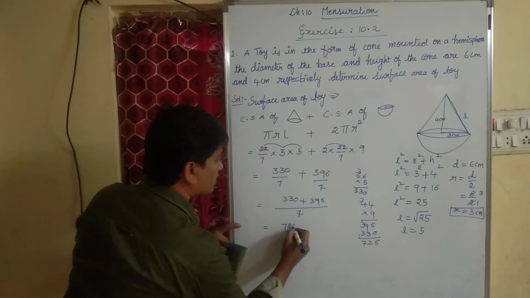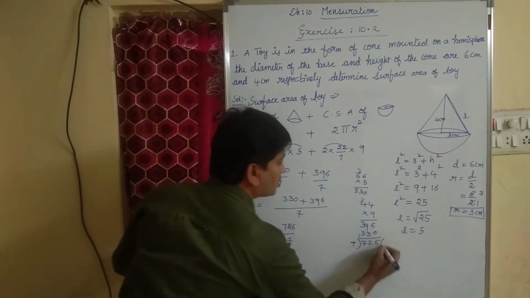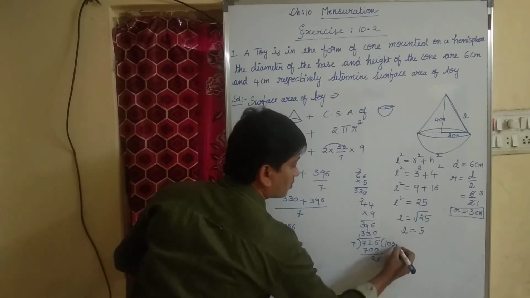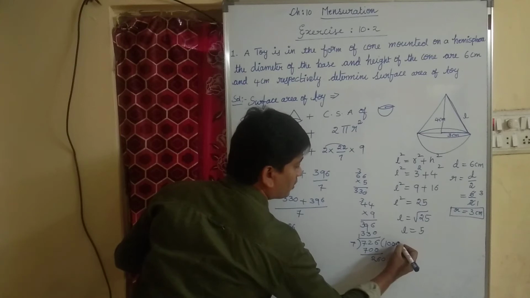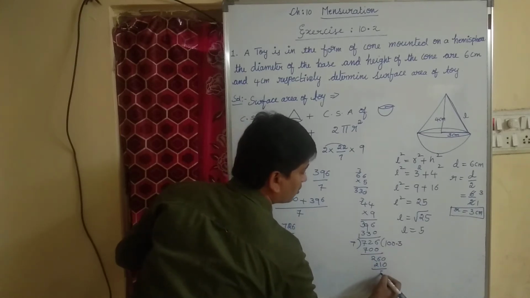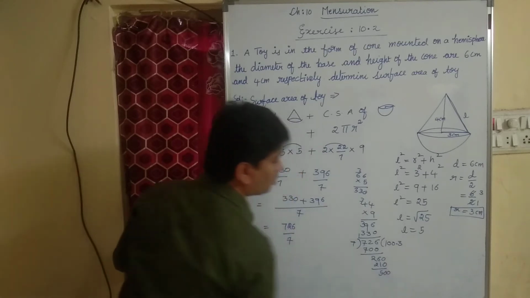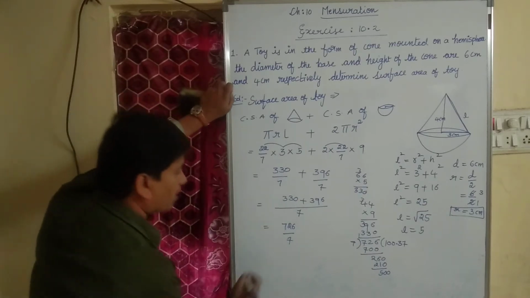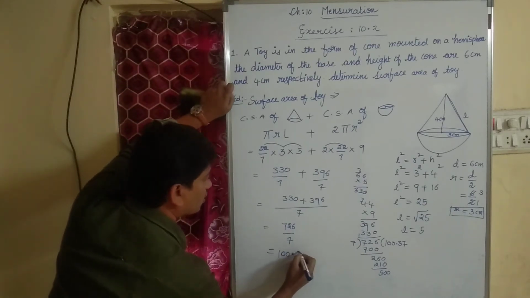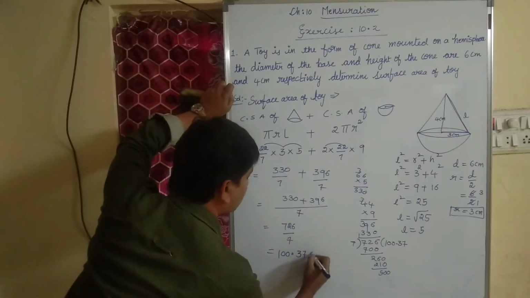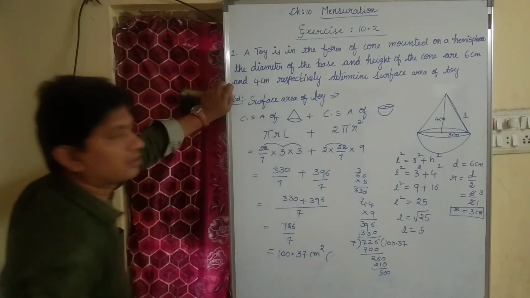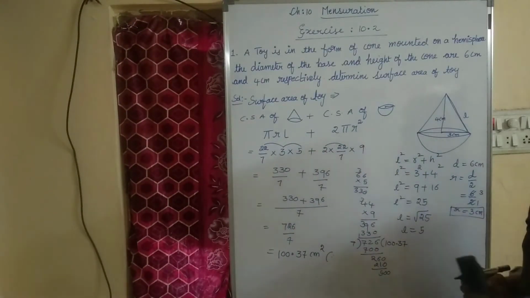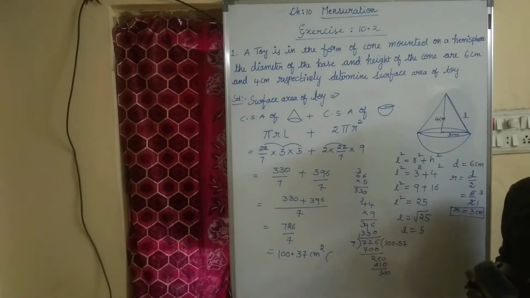So 726 divided by 7. 7 into 100 is 700, remainder 26, 7 into 3 is 21, remainder 5, then bring down 0, 7 into 7 is 49. So the answer is approximately 103.7 square centimeters. Okay children, when we are doing calculation, we should be careful with addition, subtraction, multiplication and division.